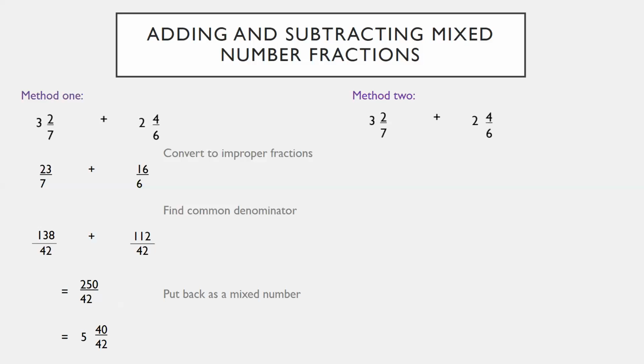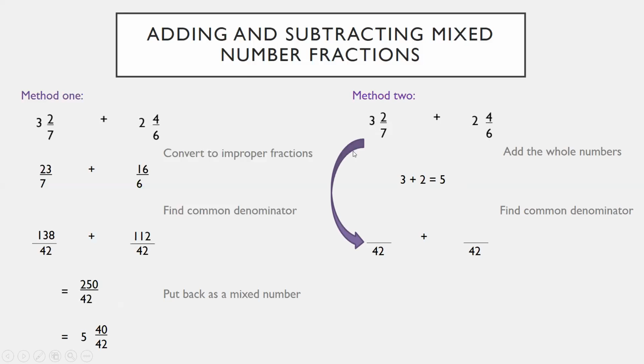Method number 2, we're going to look at the same question. We can just add up the whole numbers to start with. So this 3 that we have here and this 2 here, if we just add them, that gives us 5. Now again, we find a common denominator, which is still going to be 42, because 7 times 6 is 42. Then we're going to see what happened. Well, we know we've got to times this side by 6, but this time you've got a much easier number. We've just got 2 on the top here. So 2 times 6 gives us 12.